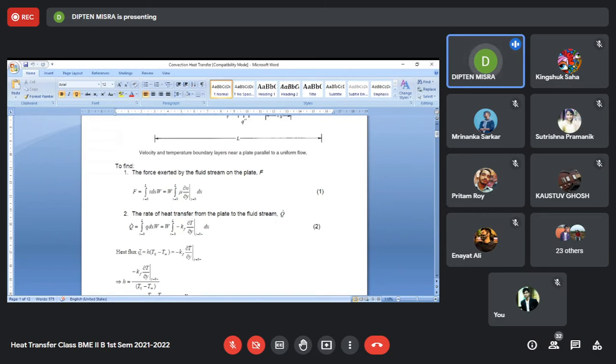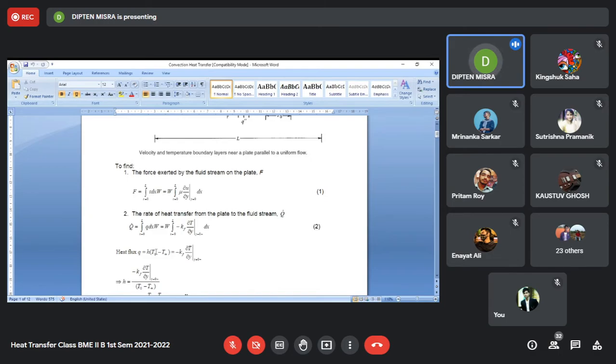How do we find the wall heat flux? If we know the value of h into delta T, where delta T is the surface temperature of the wall minus the free stream temperature, we can easily find the wall heat flux, and then integrate it over the entire wall to get the heat transfer rate. And when we do not know h, then how do we proceed?